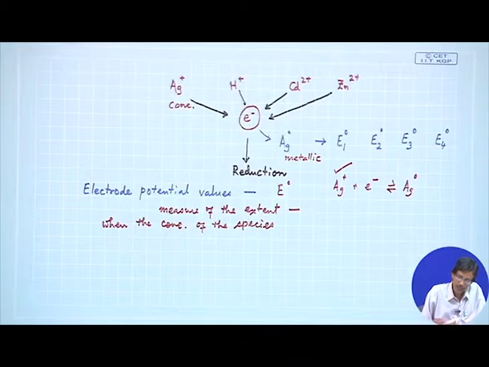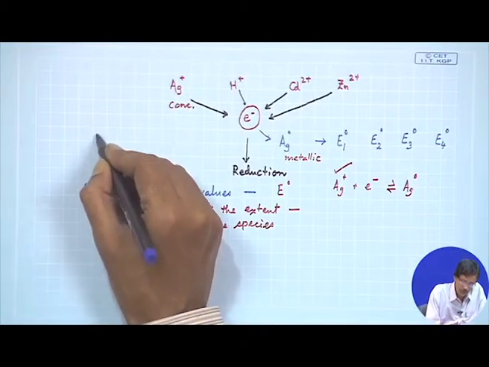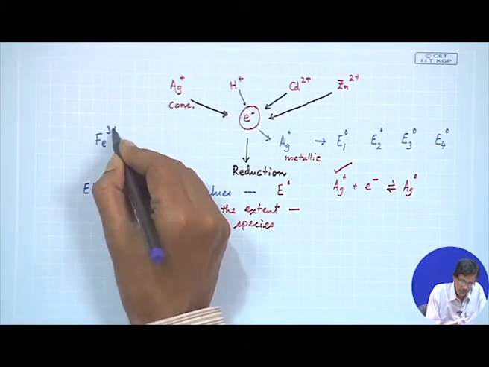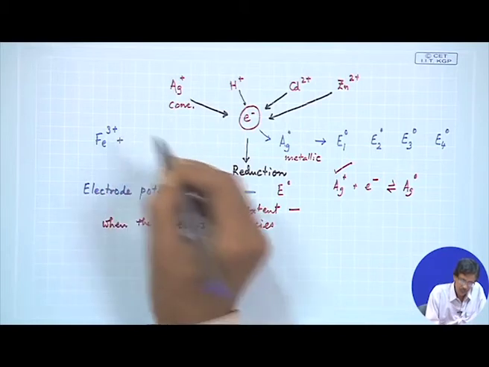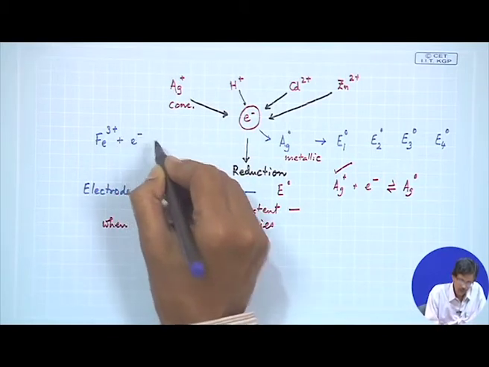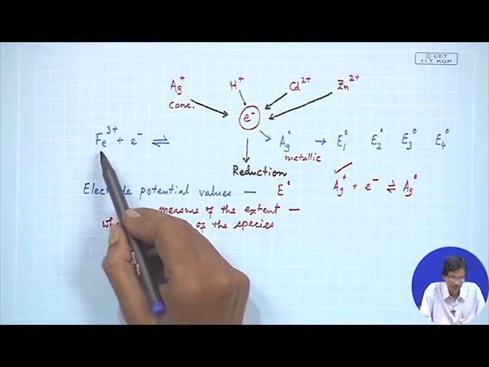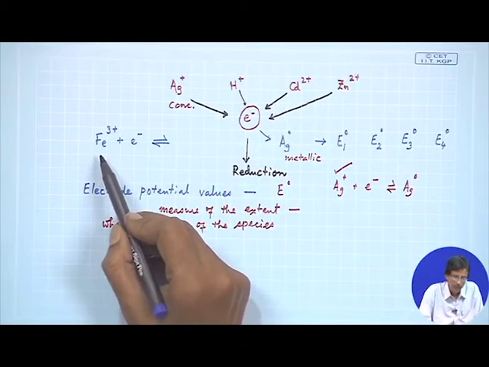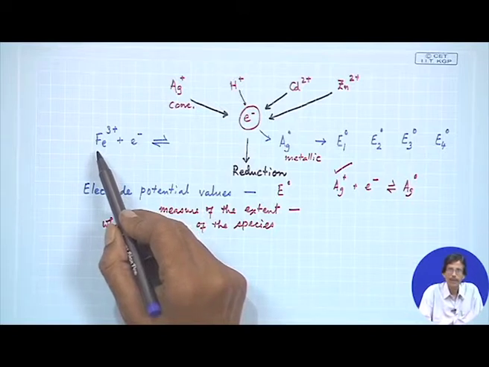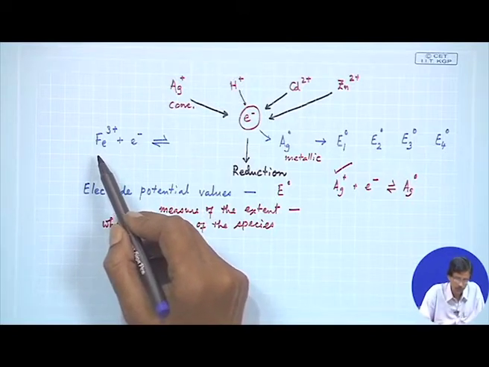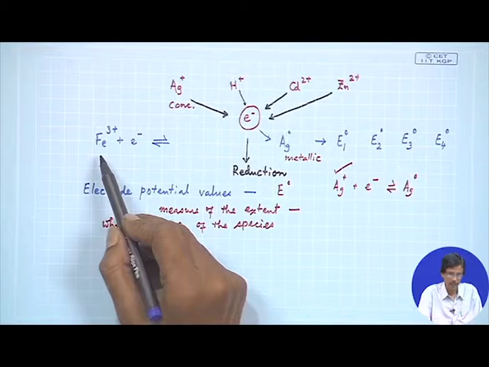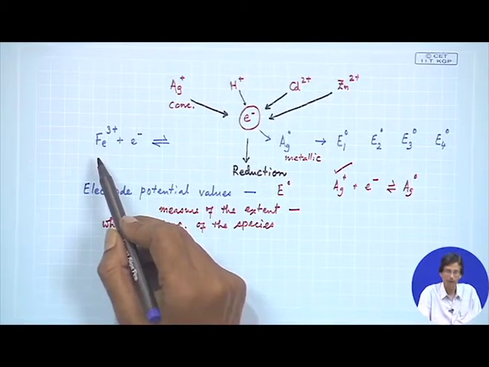But if we take another example, like the reduction of ferric ion, which is very important not only for metallurgical processes, for iron recovery, for getting the iron from the ore material, but also in biochemical electron transfers, the electron transfers occurring in biological systems like our cytochromes and all.